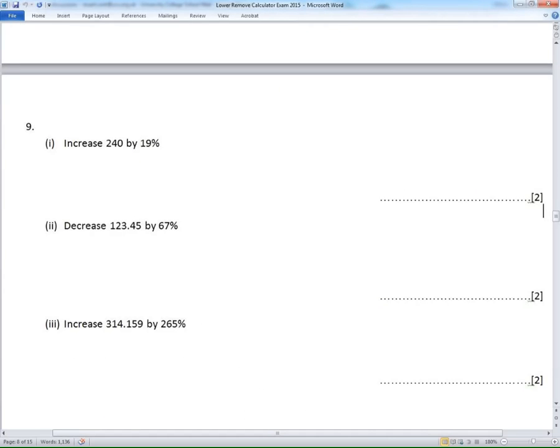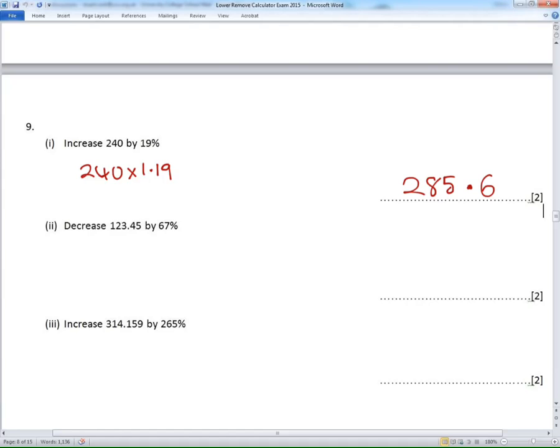Okay, next question then. The question asks you to increase 240 by 19%. I'm going to simply use multipliers rather than the convoluted method of finding 10%, then 5%, then 1%, or whatever it is that you might have been doing. So you can just do 240 times 1.19. So the multiplier there is 1.19 to increase it by 19%. Giving you an answer of 285.6.